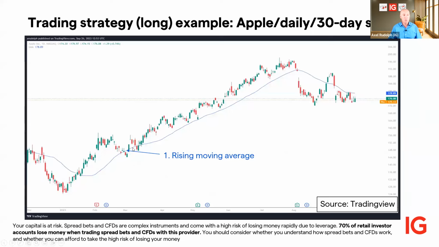Well, you look at the moving average. Is it still rising? Yes, it is. So we still have an uptrend in place, because the moving average is just a lagging indicator of the price action itself. It is just mirroring what the price action is doing.